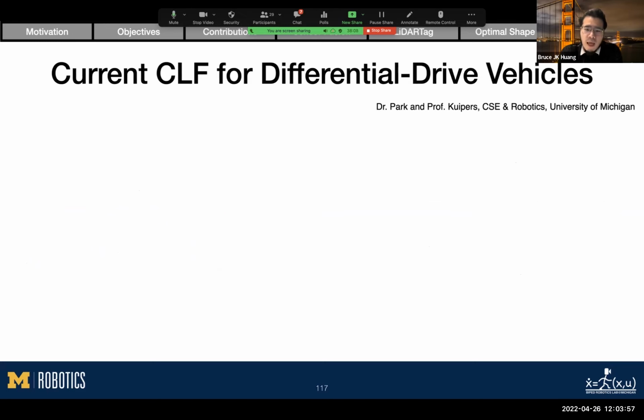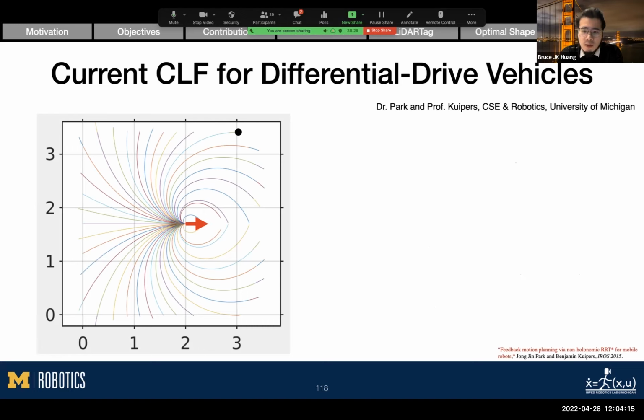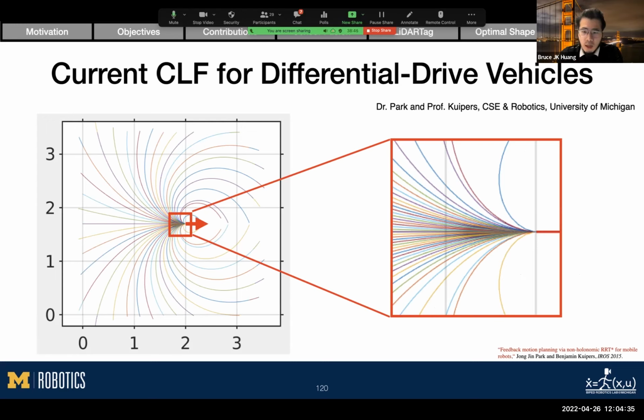This reactive planning system is inspired by Dr. Park and Professor Kuipers. They have done great work demonstrating the potential of this workflow on a Vulcan wheelchair robot, which is a differential drive vehicle. The black dot is the target position, and the arrow is the target pose. The green curve is one of the trajectories, but if you are at other locations, the CLF will automatically give you other trajectories at no cost because it is a vector field. So there are a lot of trajectories converging to the desired pose.